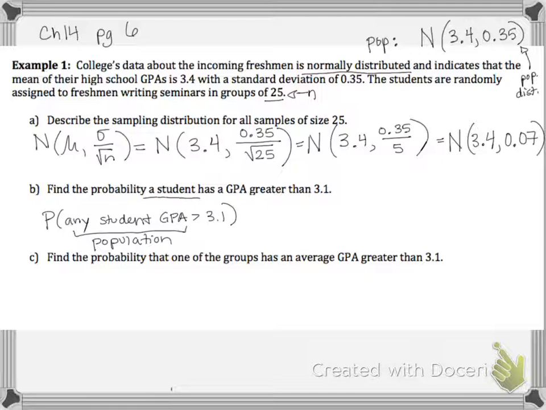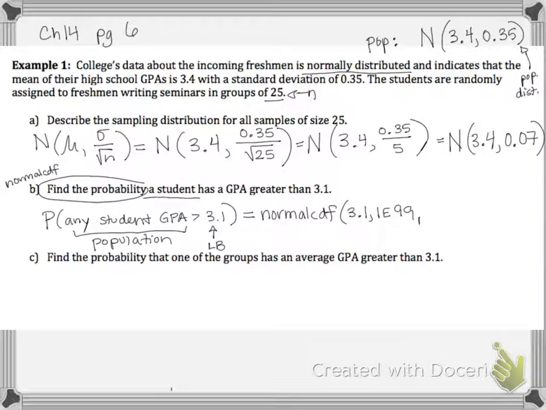So this is going to be using normal CDF because it says find the probability. Remember that language is normal CDF. That's the language we're going to use. And here we're going to be using 3.1 as our provided lower bound. So this is going to be normal CDF, 3.1, 1E99. We make up our upper bound when it's not provided. And then we put in the mean and standard deviation from the population. So we're using the 0.35 here. And the answer here is 0.804.